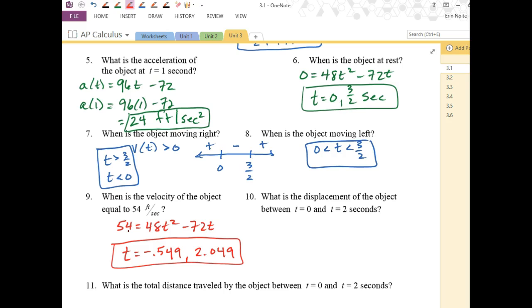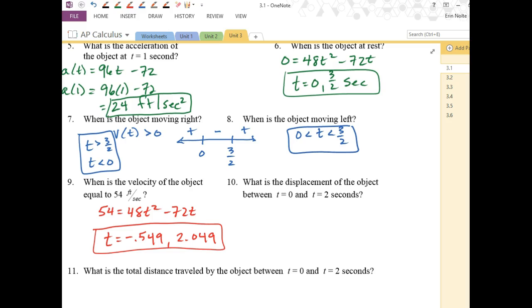All right. So moving on, we're going to find the displacement. The displacement of the object is just going to be the ending position minus the starting position. If I'm saying the word position, what function am I going to be using? Position. So I'm going to take the ending time, which is 2, so I'm going to plug 2 into the position function. Position was way back at the top there.